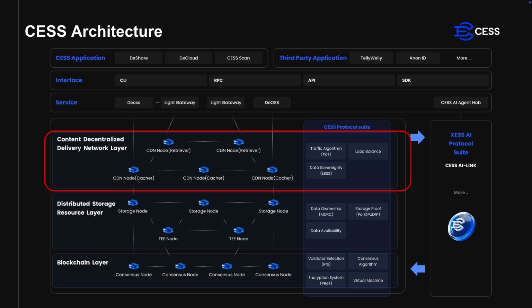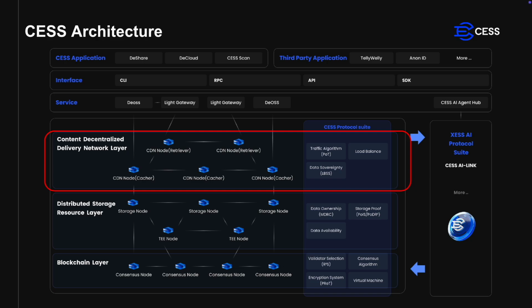Next, we have the CDN layer, which consists of CDN cacher nodes and CDN retriever nodes. CDN cacher nodes optimize content delivery by caching frequently accessed data, reducing latency, and improving network efficiency. CDN retriever nodes are responsible for retrieving file segments from storage nodes, assembling them, and delivering the completed file back to the user. In addition, CDN nodes also provide location-based storage services, or LBSS, and load balancing, ensuring fast and efficient content distribution.